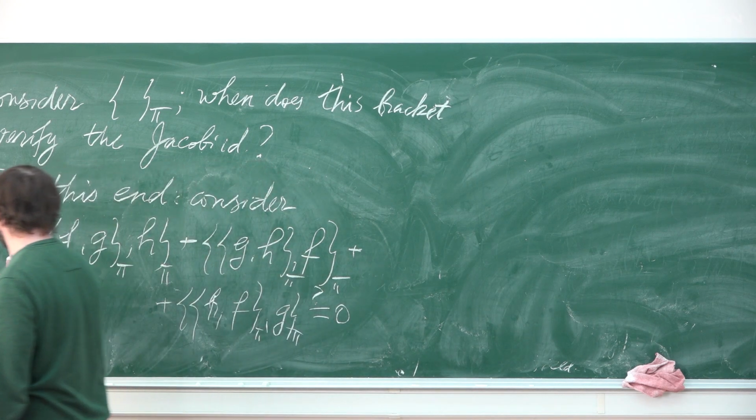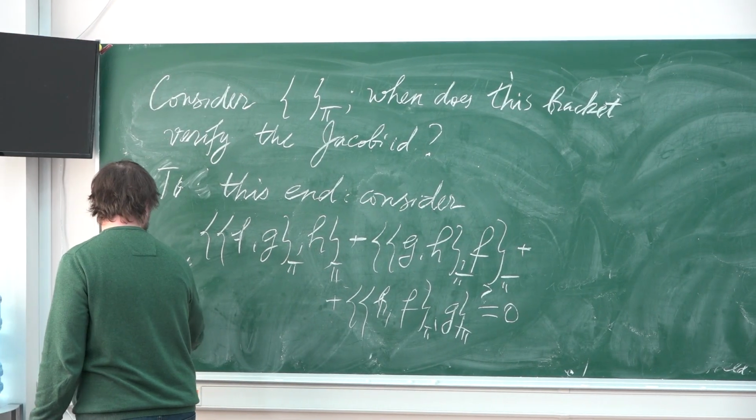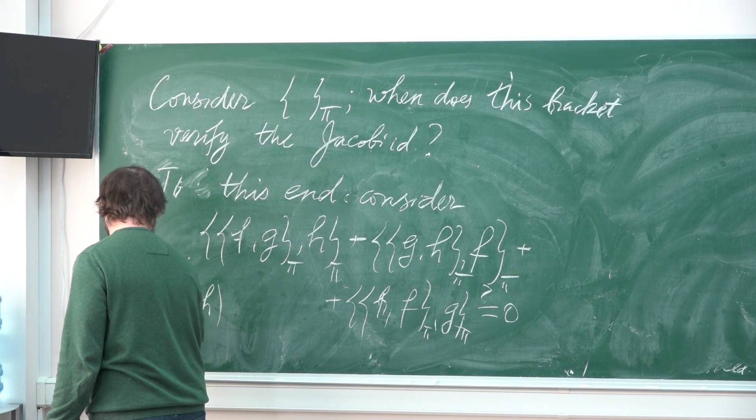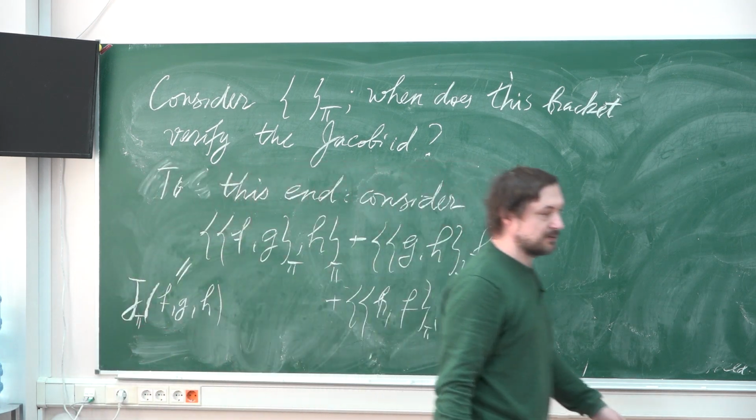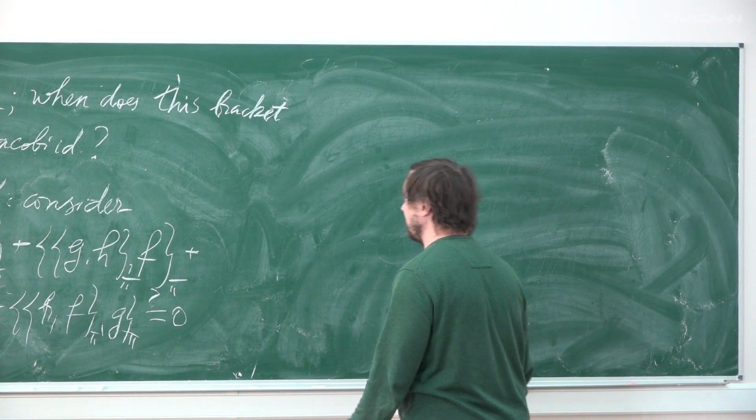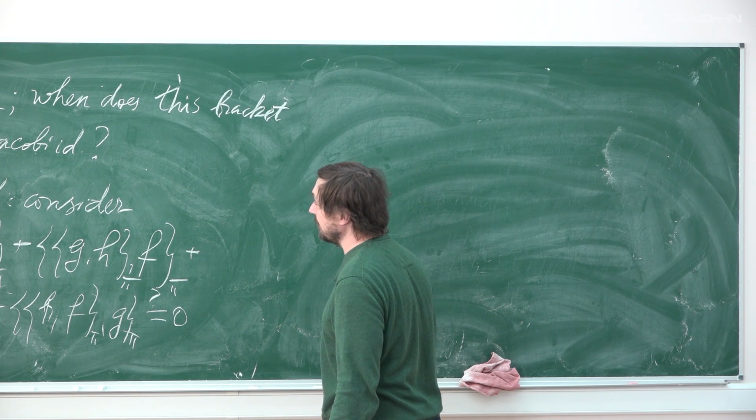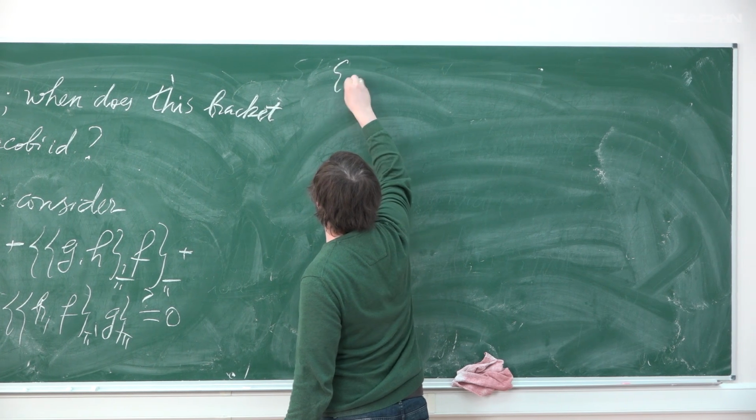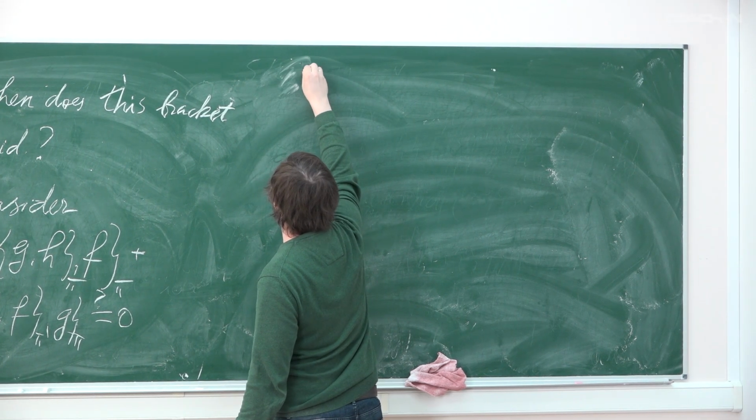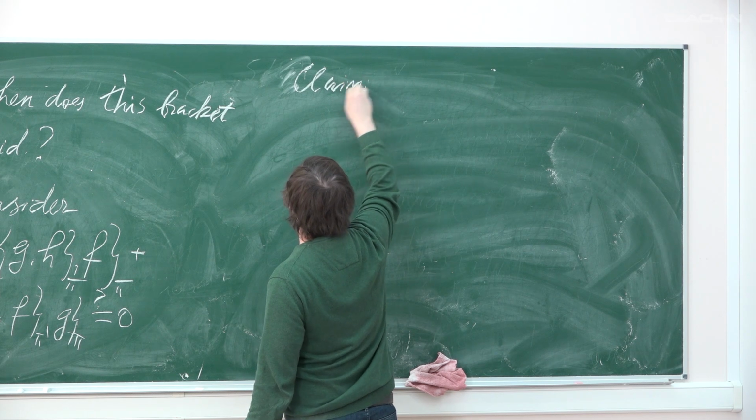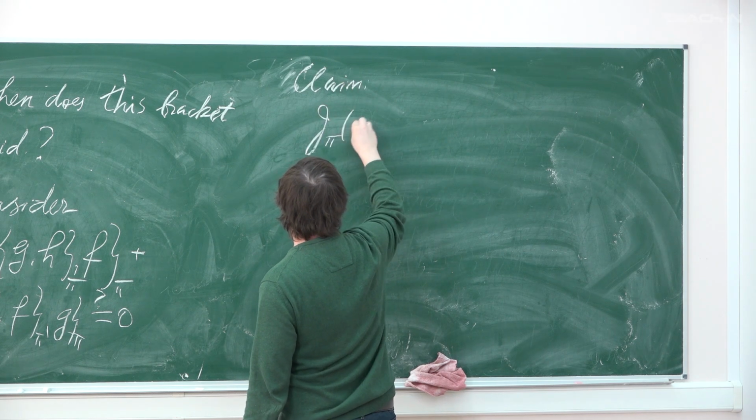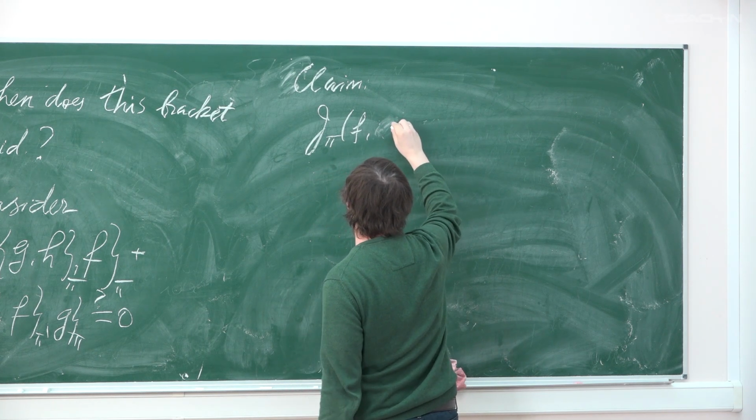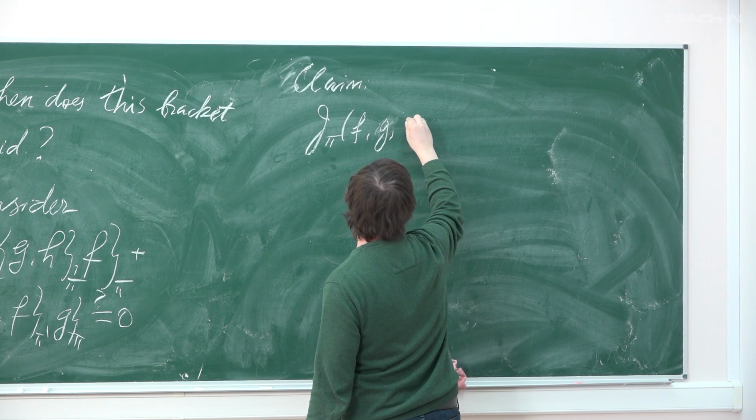Let us denote this expression by J of f, g, h sub pi, where J stands for the Jacobi. So we have the Jacobiator of f, g, and h with respect to the bracket induced by pi. And then an easy exercise, or probably the claim again, is that the Jacobiator is a multilinear operator. I mean, it verifies the Leibniz rule with respect to every argument.